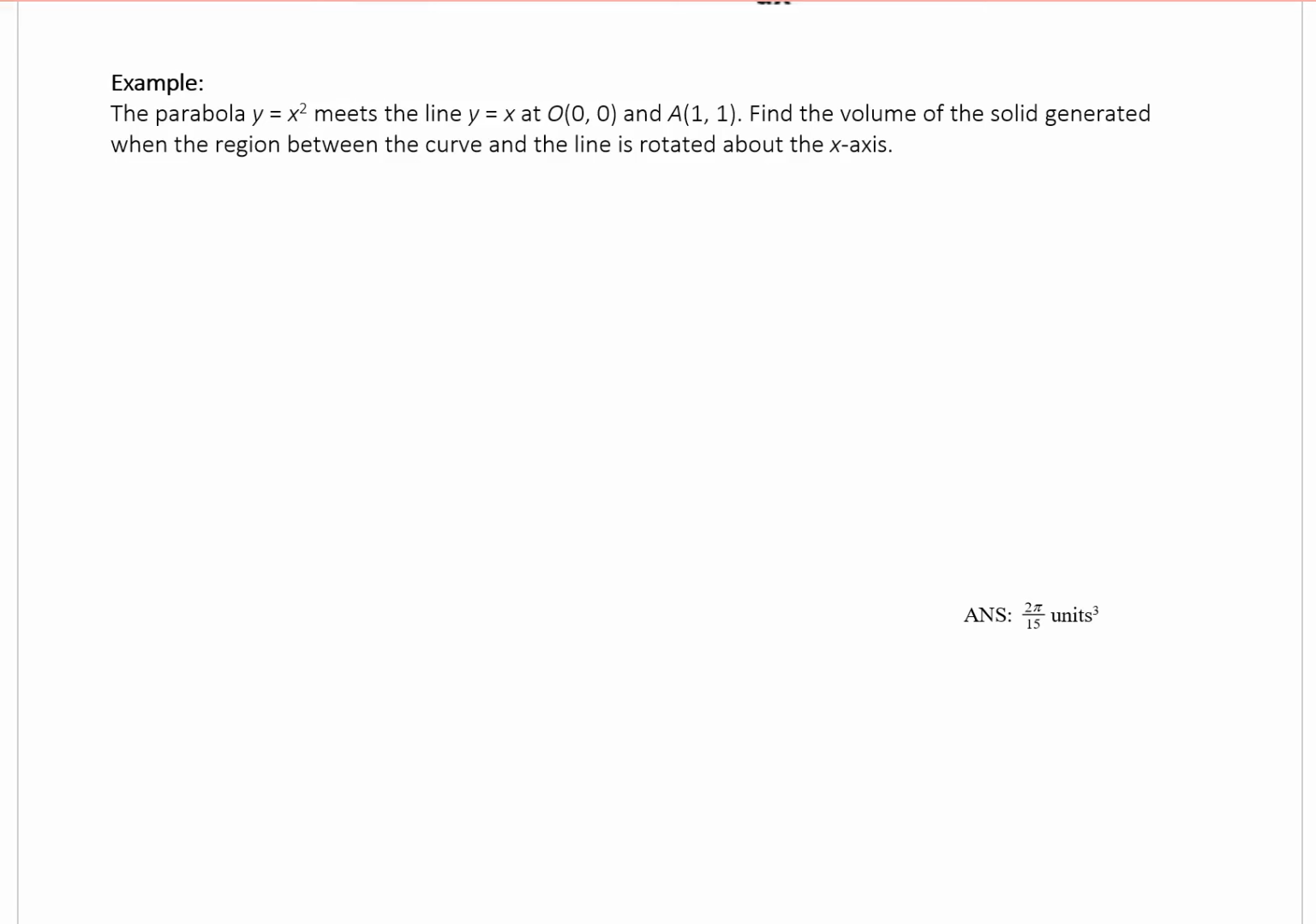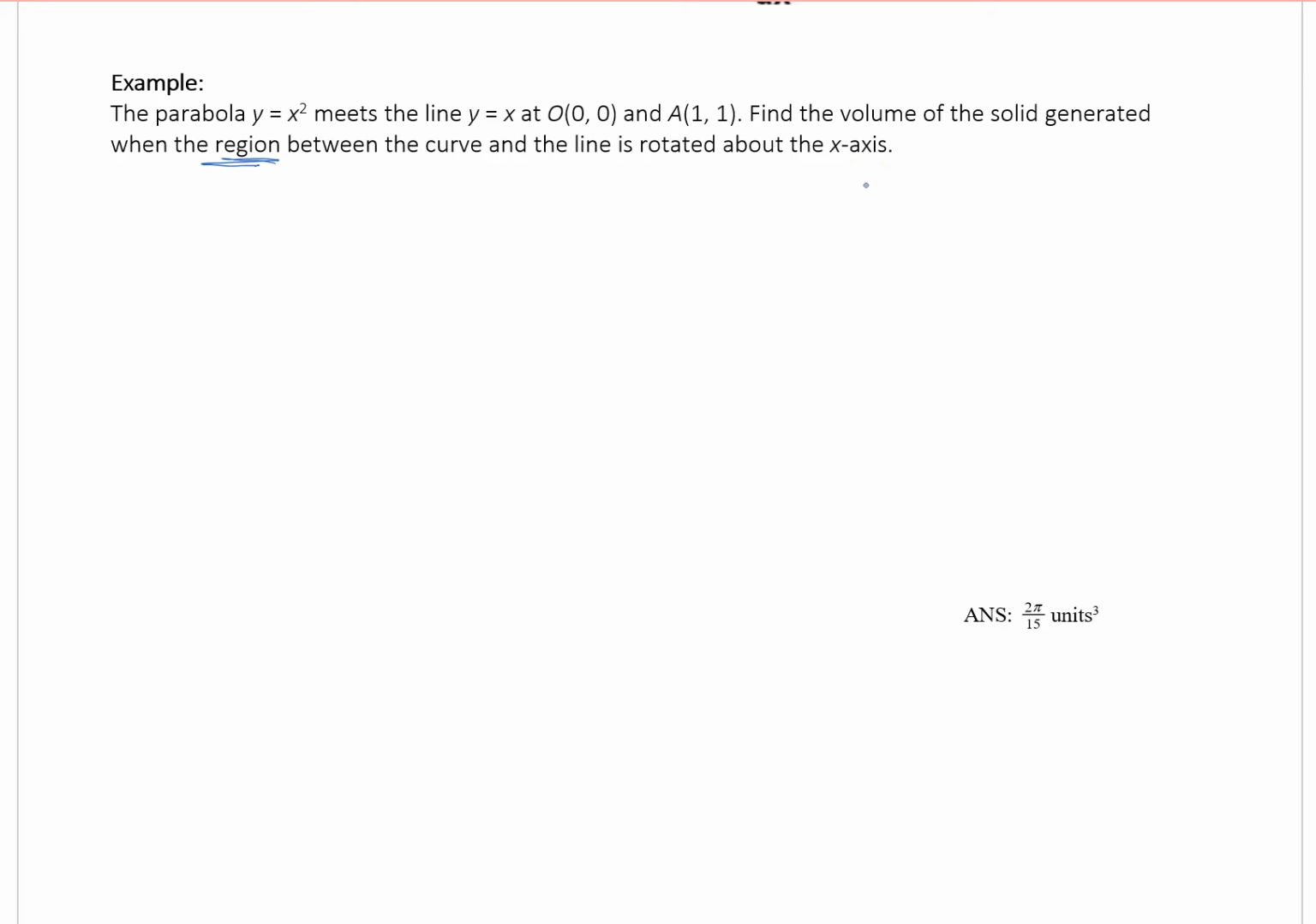Okay, let's have a look at this one. The parabola y equals x squared meets the line y equals x at 0. Well, that's the origin, isn't it? 0, 0. And the point A, 1, 1. Find the volume of the solid generated when the region between the curve and the line is rotated about the x-axis.